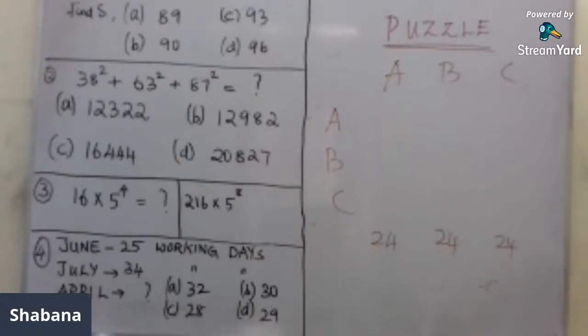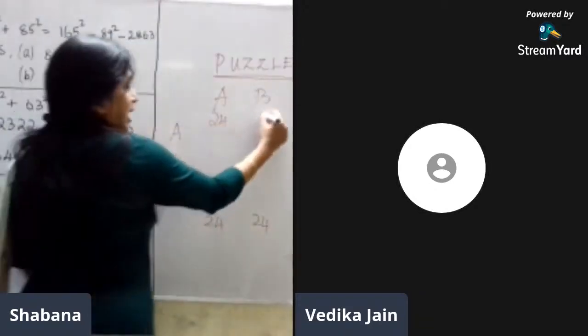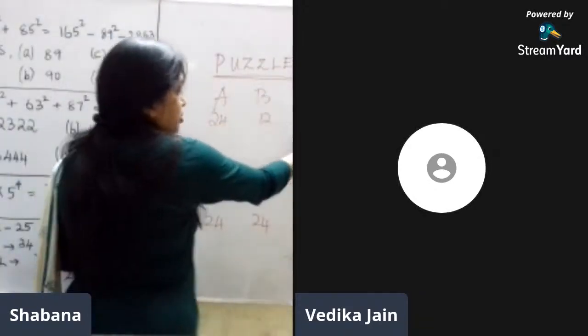Any other answers? Any other answers? Vedika, do you have any other answers with you? Okay, ma'am, is it possible that initially A has 24 and B has 12 and C has 12? Okay, can you repeat the number, Vedika? A has 24 and B has 12 and C has 12, isn't it?